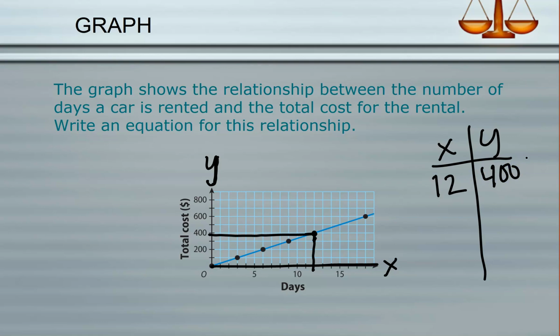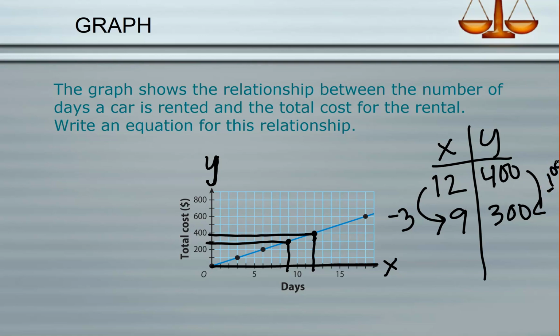All right. Now you're going to select another point. Let's go ahead and select this one. So this is a perfect point. It's at a corner of my square. The x for this point is 9, and the y for this point is 300. All right, so what I want you to do next is find the difference. How much did it change? Now from 12 to 9, it changed how much? Minus 3. From 400 to 300, it changed minus 100.